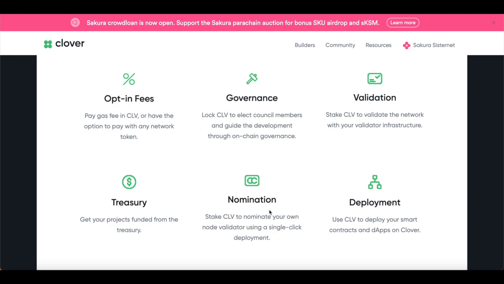And nomination. You can stake your Clover token to nominate your own node validators using a single click deployment. Obviously, you will get rewards for staking, which is good, and you'll also be a validator in the system of Clover. And not to mention deployments for developers and people who like to code and build upon cryptocurrency and blockchain technology. You can use the Clover token to deploy your smart contracts and dApps on Clover.